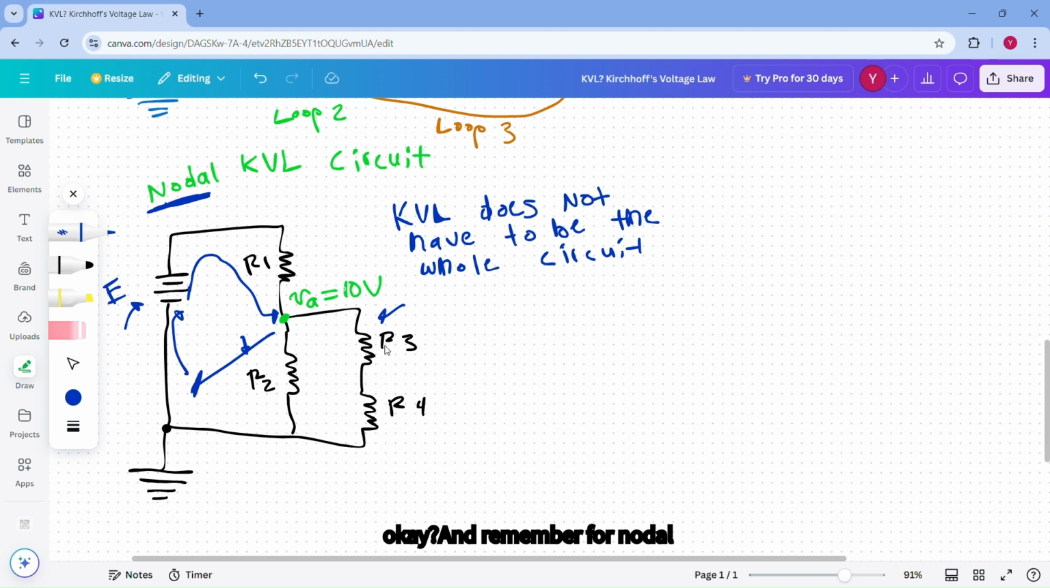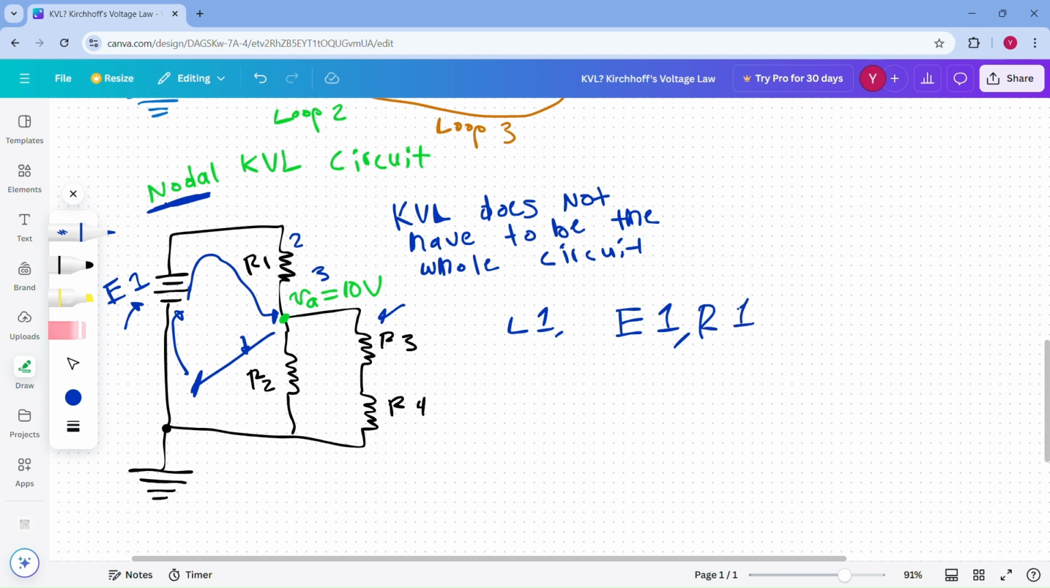And remember, for nodal voltages, if I'm saying VA, that implies it is with respect to ground. So my loop here is going to have 1, 2, 3 components or 3 expressions in this equation, okay? And those 3 for loop 1 are going to be E1, my voltage source, R1, and then VA. And then I'm going to explain this one more time just to make sure that we got it.